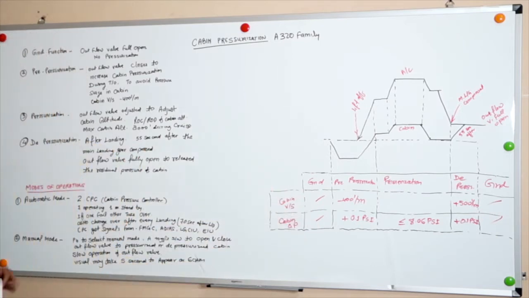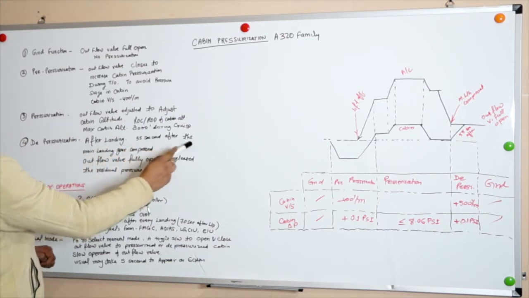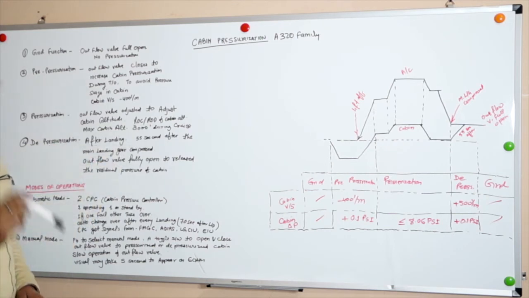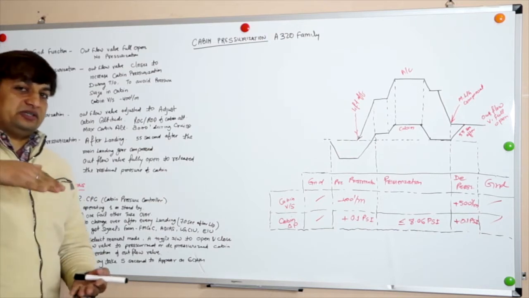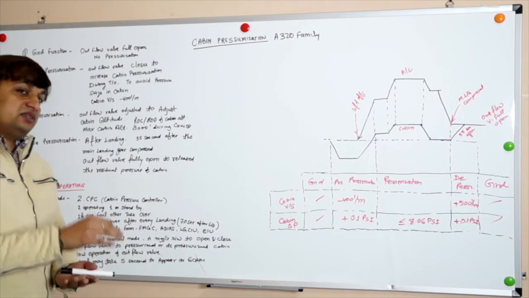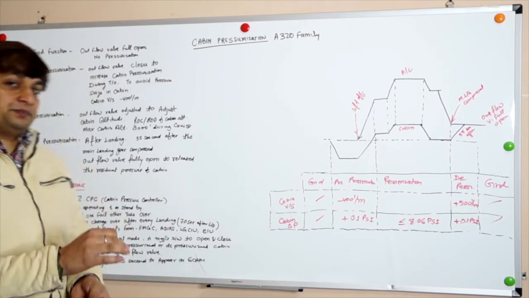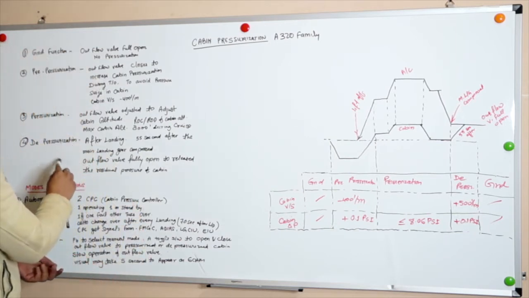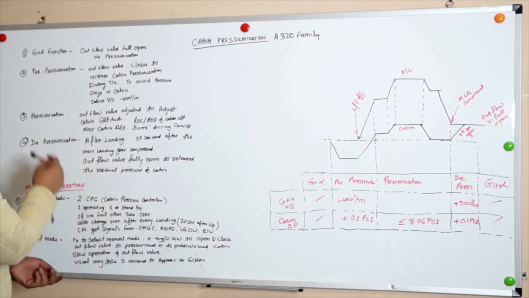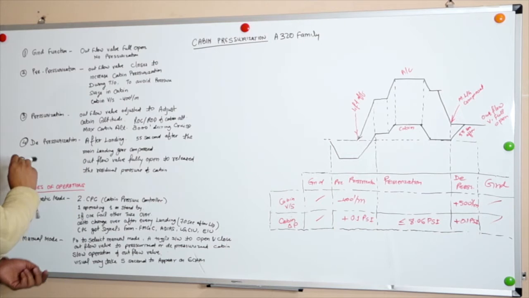So depressurization after landing happens 55 seconds after the main landing gear is compressed. When we land at touchdown, the landing gear gets compressed. After 55 seconds of that, the outflow valve will open automatically to release the residual pressure inside the cabin.